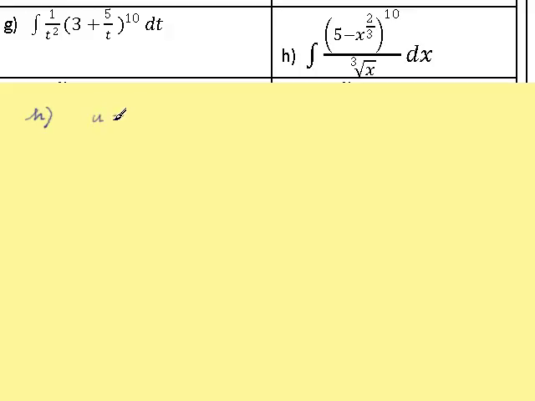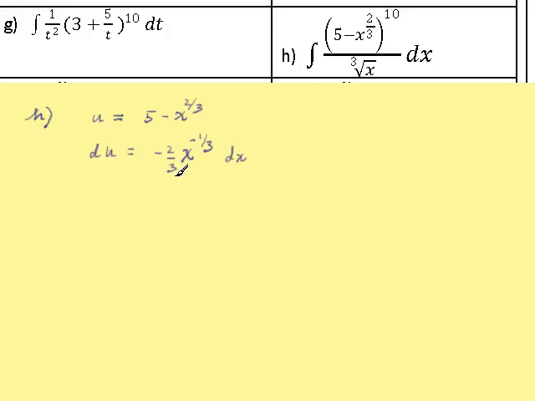Put u equal to that inner function. And let's see what du is. So du is minus 2/3 x to the 2/3 minus 3/3. So there's your minus 1/3. And we have 1 over x to the 1/3, so we have that x to the minus 1/3 in our integrand. So this is appropriate for a u substitution.